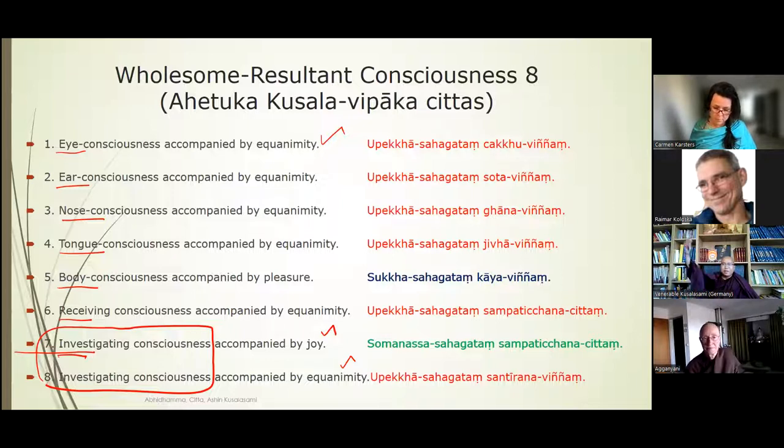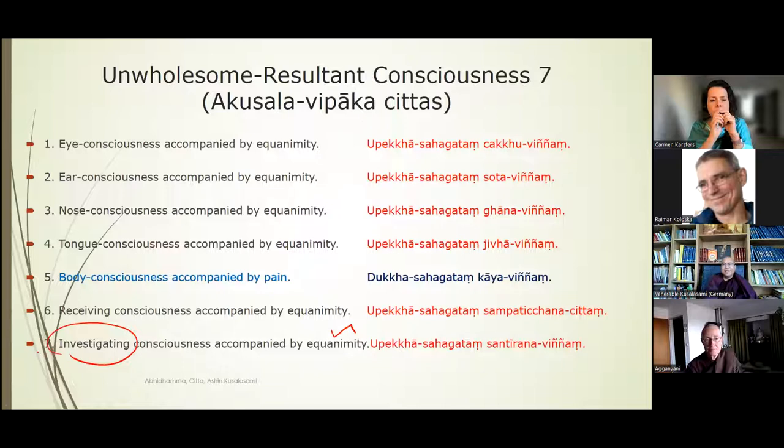But because of some people in Ukraine, every day people are afraid, and people are talking about the war, people are talking about the weapons, people are talking about the nuclear. This is unwholesome resultant consciousness.